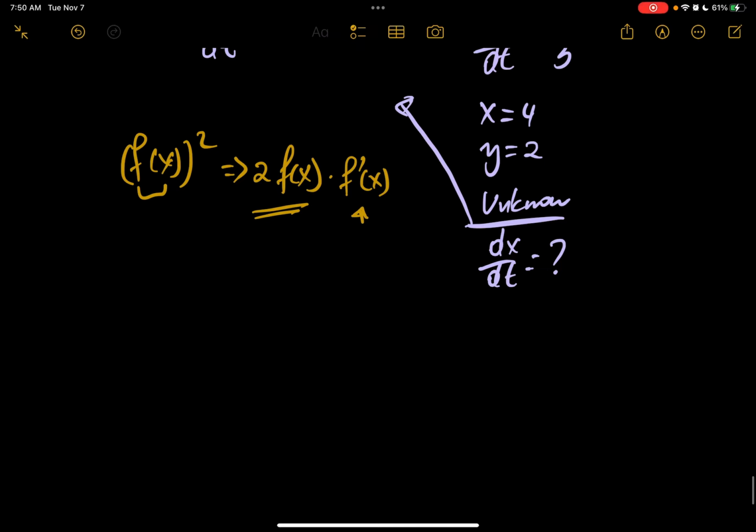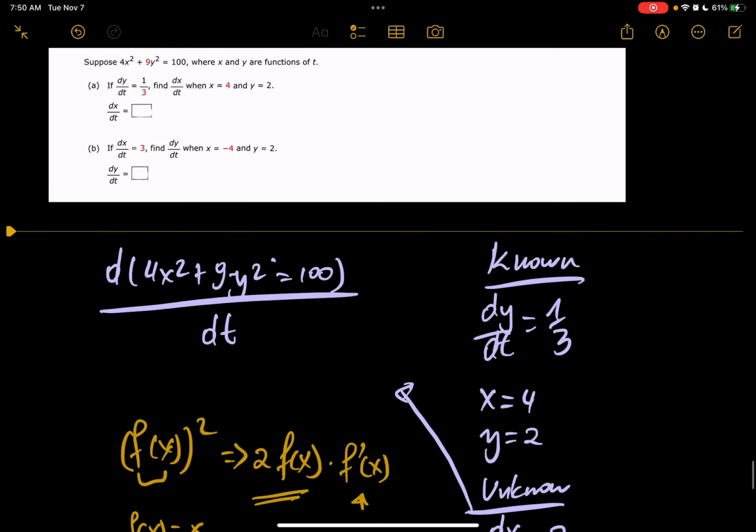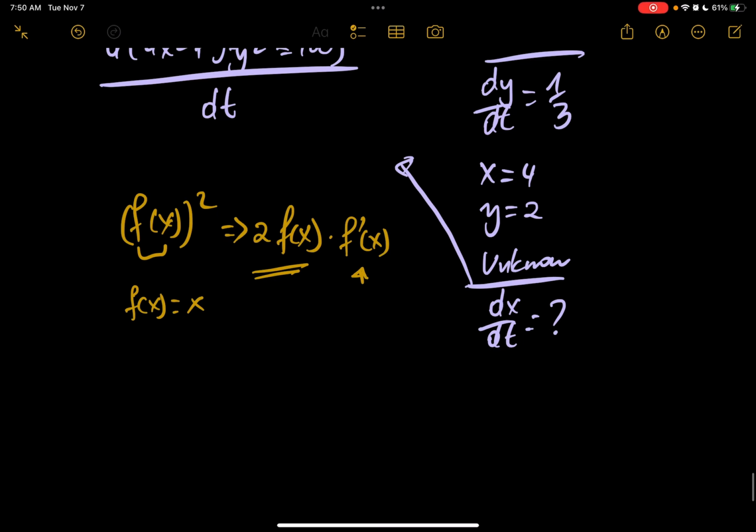And now let's try to imagine that this whole f of x is just x. It could be y, it could be whatever value you want, but here they gave us x and y. I'm going to use x, and I'm also going to use y later on. So if f of x is the same as x, I'm going to have x squared.